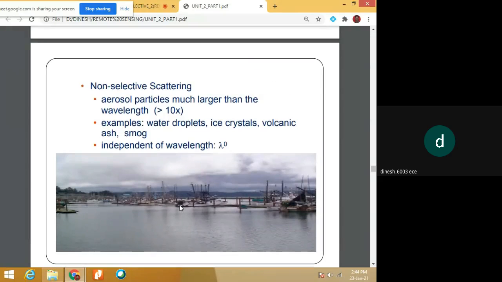This is an example of non-selective scattering, which is always independent of wavelength, lambda power naught. The aerosol particles are greater than the wavelength, for example, 10 times. Aerosol particles much larger than the wavelength, greater than 10, are the best example of non-selective scattering.